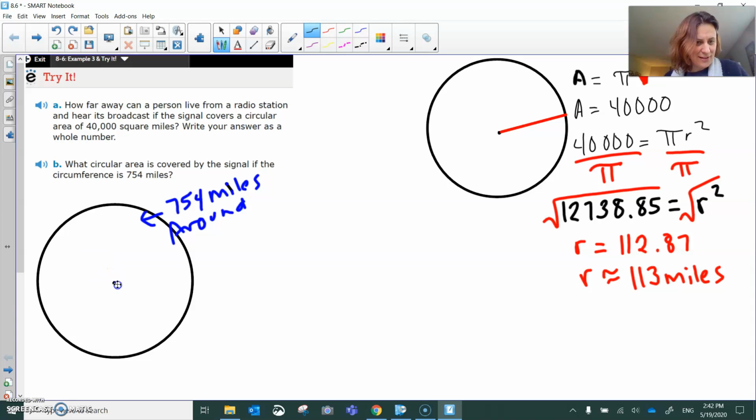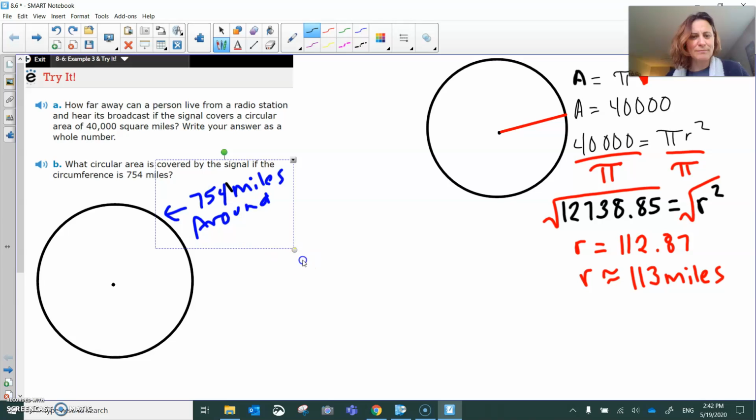I'm not really sure what I'm doing here. Here we go. I'm trying to find the middle. Let's say it's there. Let's pretend that it's right there. Okay, so this circle is 754 miles around. That's the circumference.